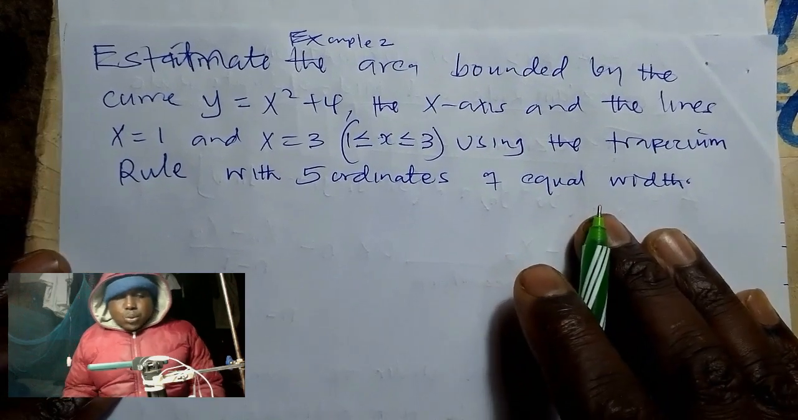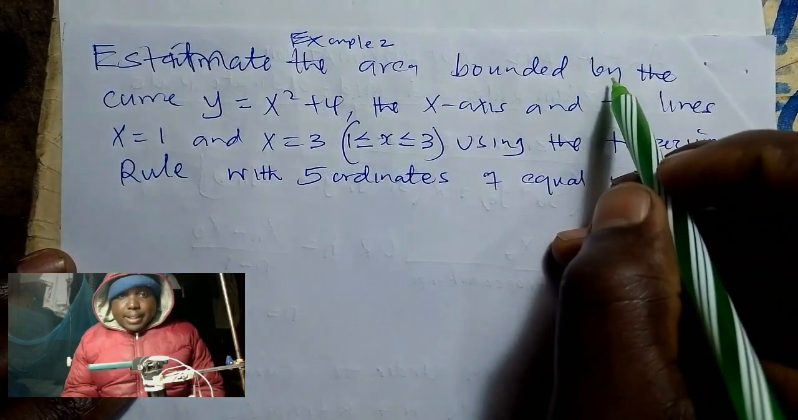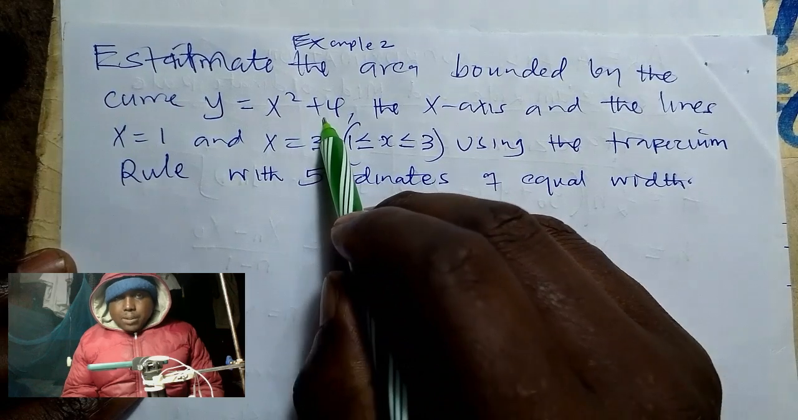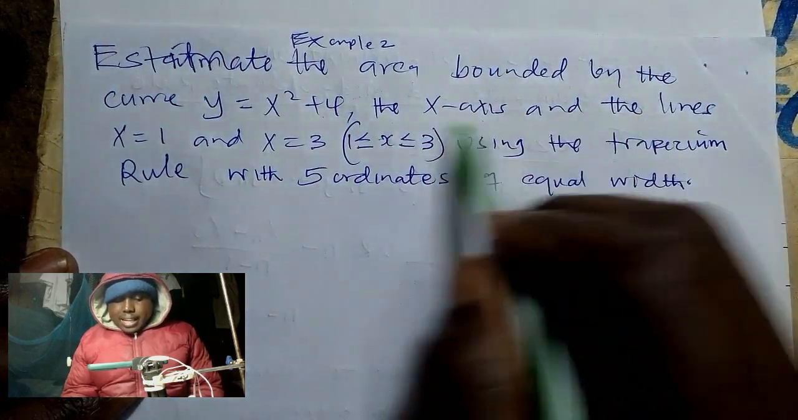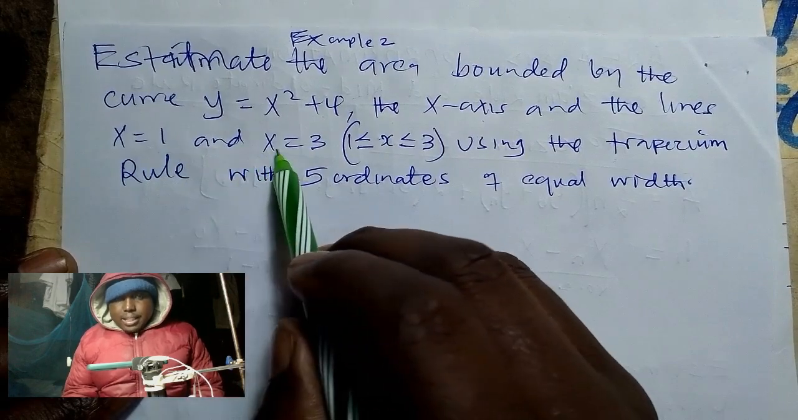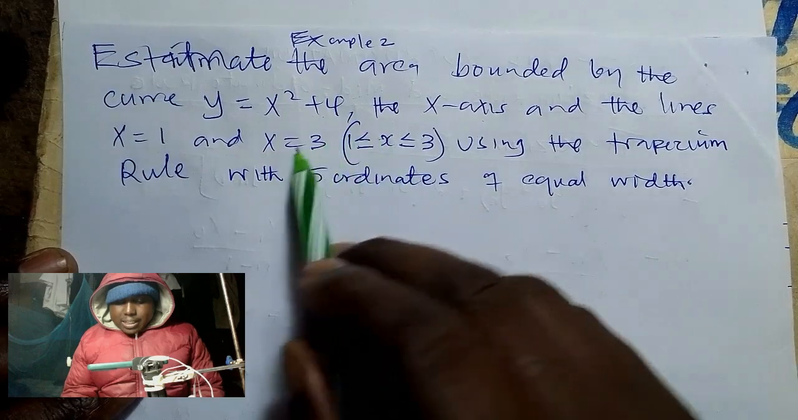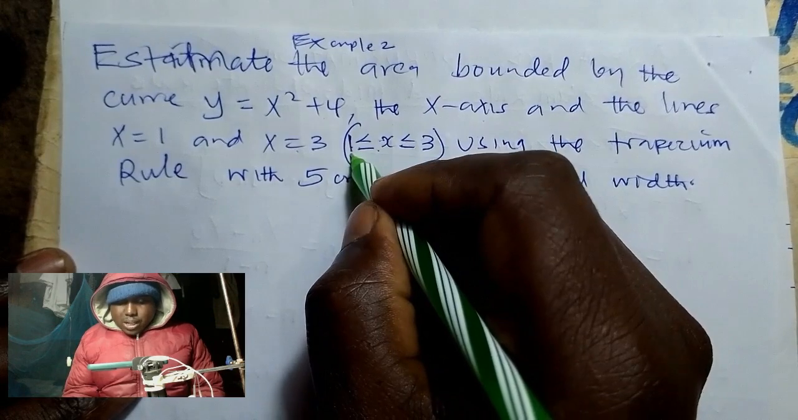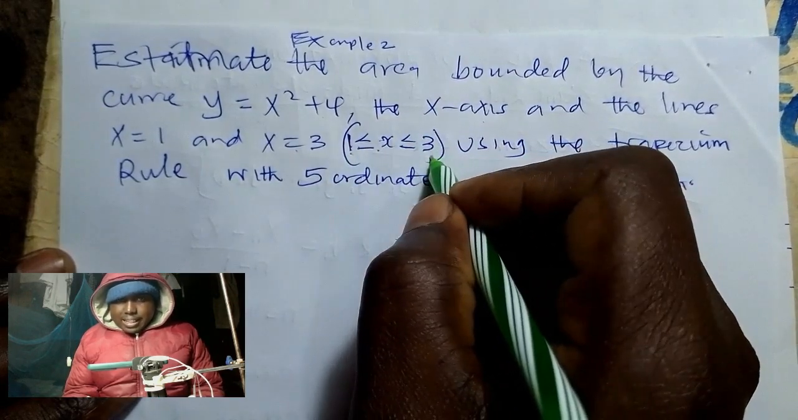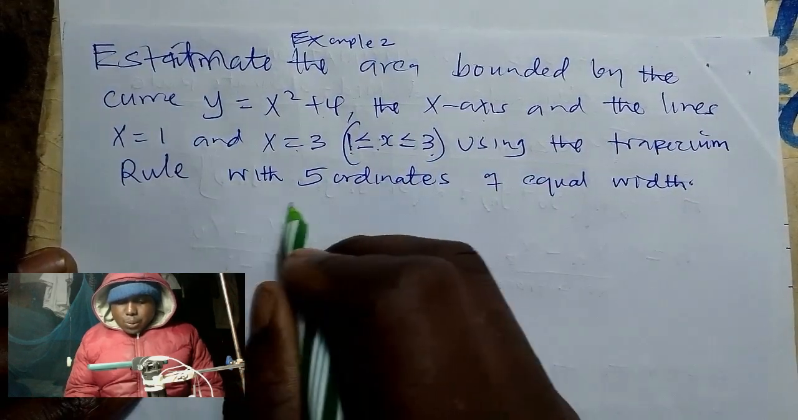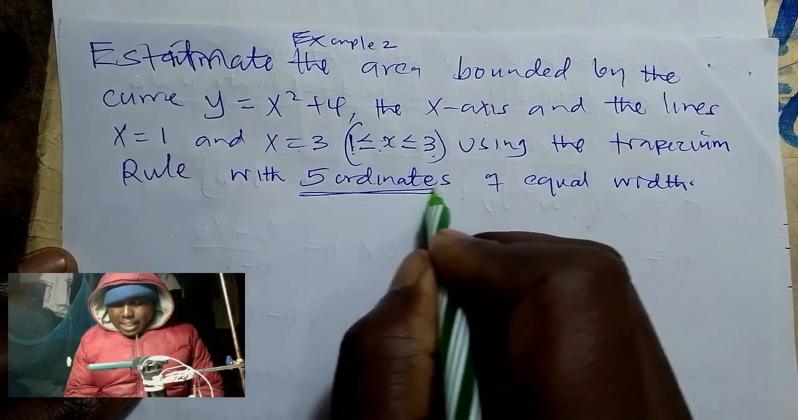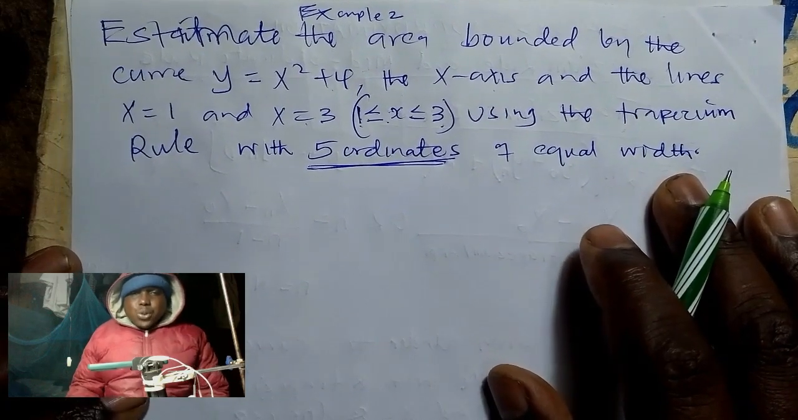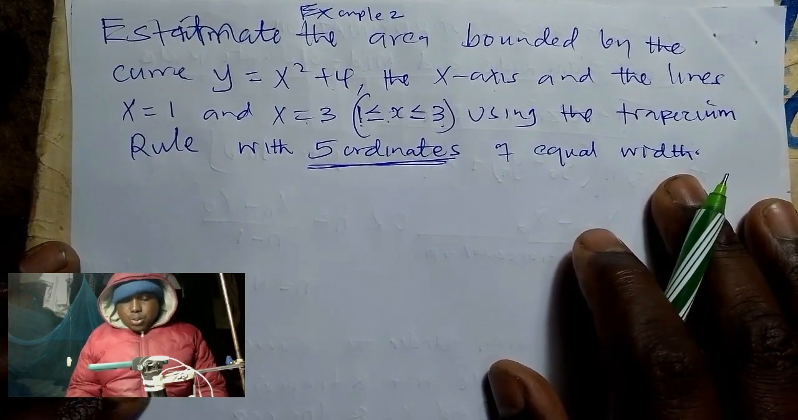In our example 2: estimate the area bounded by the curve y is equal to x squared plus 4, the x-axis and the lines x is equal to 1 and x is equal to 3. Once you are given this, you should be able to notice the range is starting from 1 and ending at 3. Using the trapezium rule with 5 ordinates, mark that. That gives you the formula you are going to use to get h.